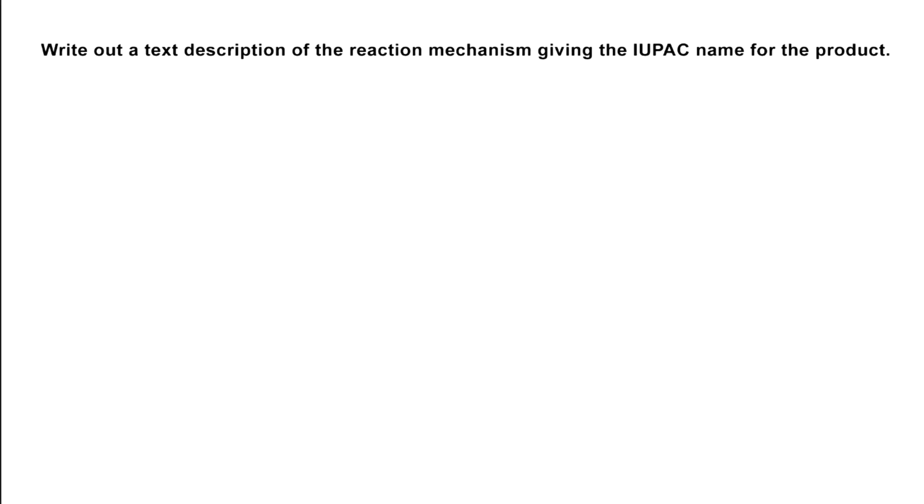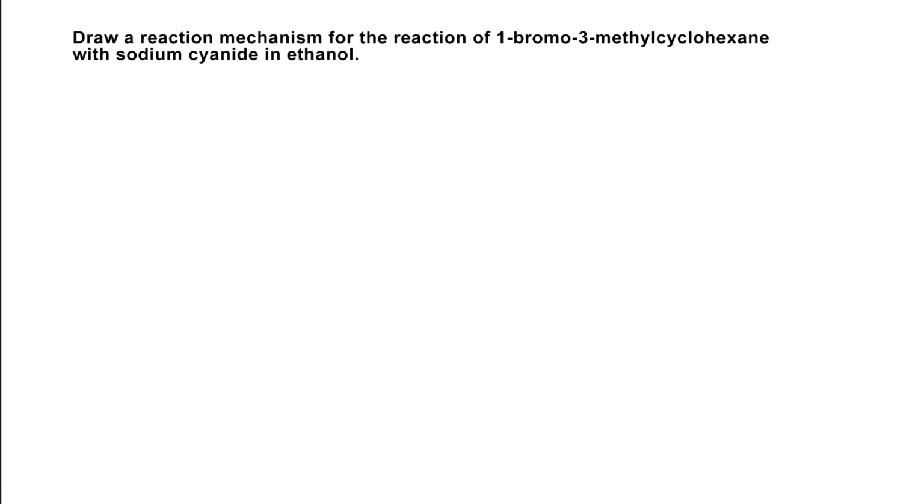Following that, we're going to be writing out a text description of the reaction mechanism, giving the IUPAC name for the product. And that is going to be a bit of a paragraph, but again, we have to first, of course, draw our reaction to be able to do that.